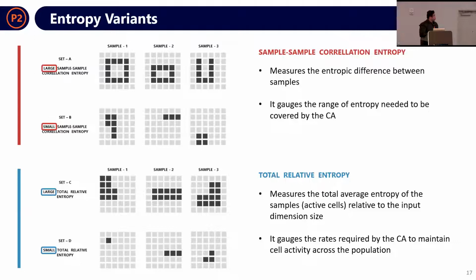You can see here there are different variants of this entropy, which is sample to sample correlation, the correlation between samples within a class. Then there's total relative entropy, which is the total entropy of a system compared to the size of the grid. It tells us how active that input is, how much space. MNIST digits, if you've seen, occupy about 20 to 50% of the total space in an MNIST grid.